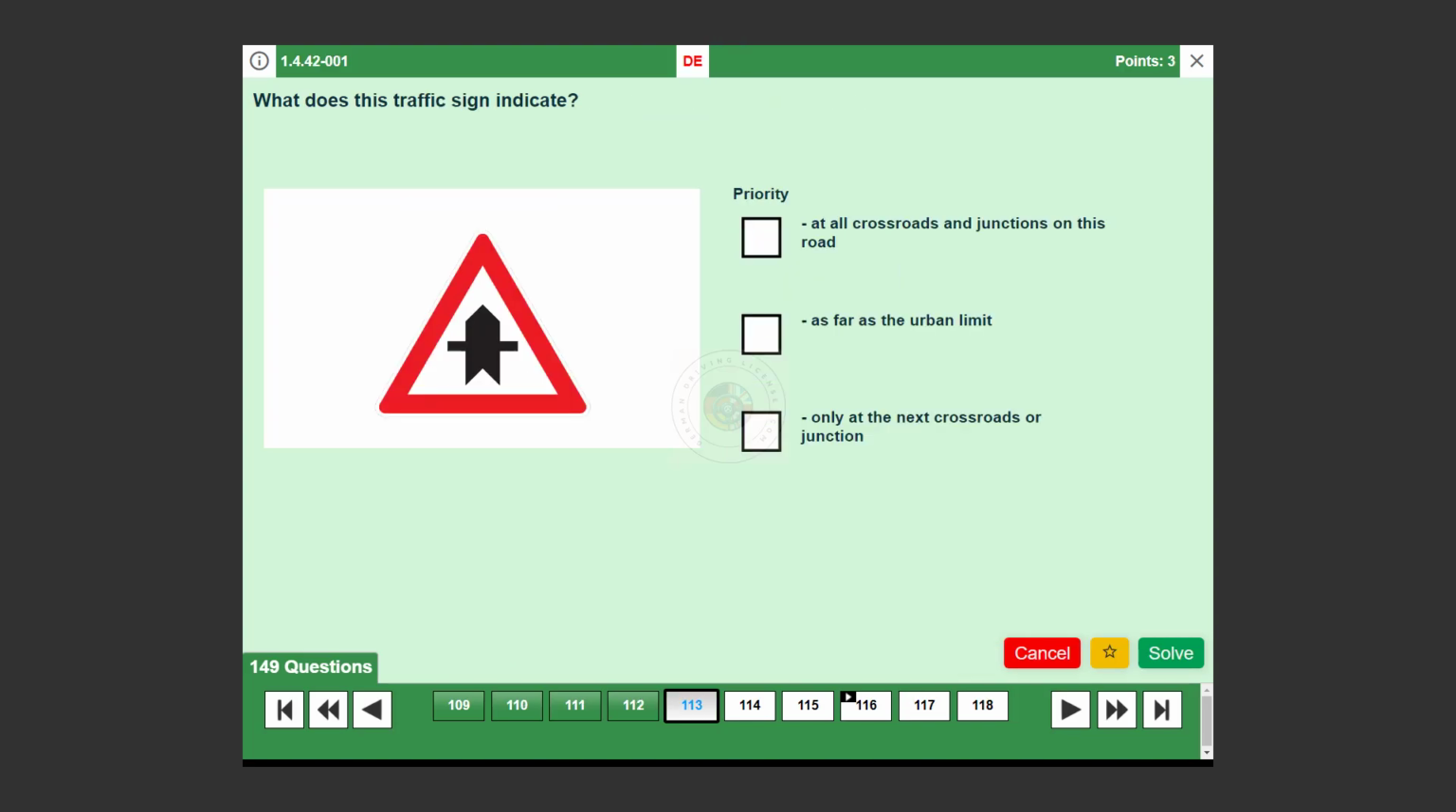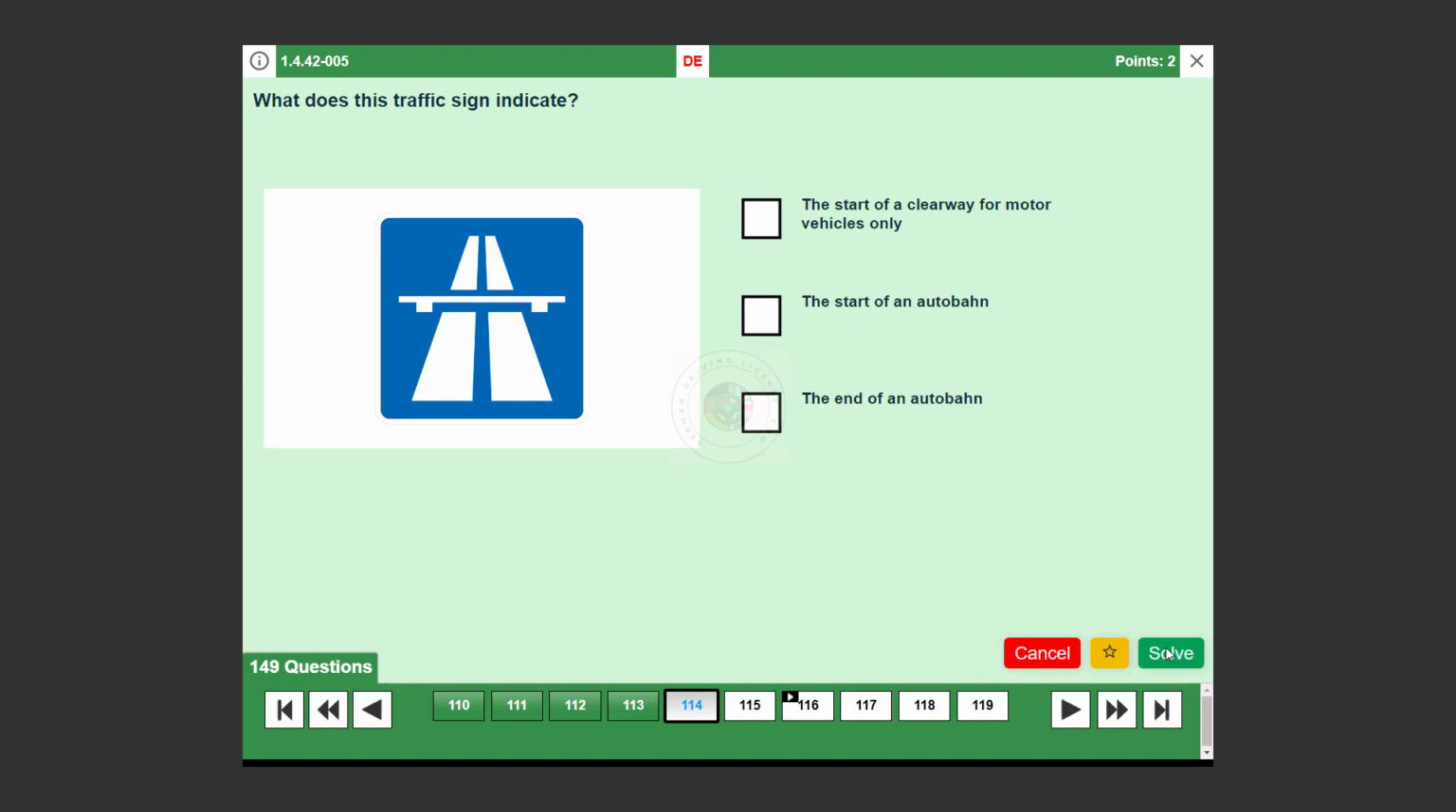Question number 113. What does this traffic sign indicate? As far as the urban limit. False. The sign does not refer to the urban limit. Only at the next crossroads or junction. True. The sign indicates that the right-of-way is applicable at the next intersection or junction. At all crossroads and junctions on this road. False. It is not applicable to all crossroads and junctions, only the next one.